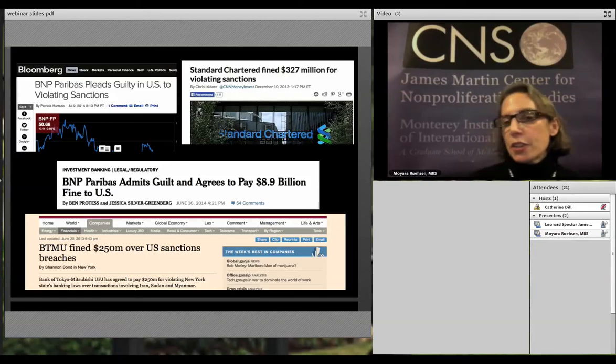So how do you protect your company or your institution from these kinds of risks? Well, in addition to investigating new customers, it's important to monitor high-risk transactions. And that's especially true for high-risk customers like shipping companies or manufacturers of dual-use materials.